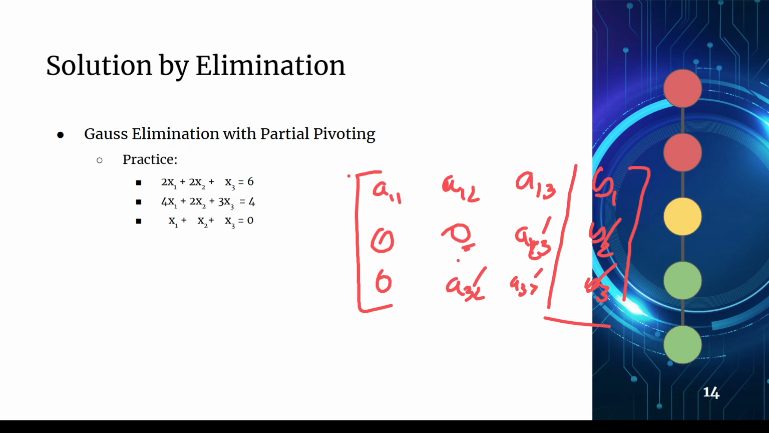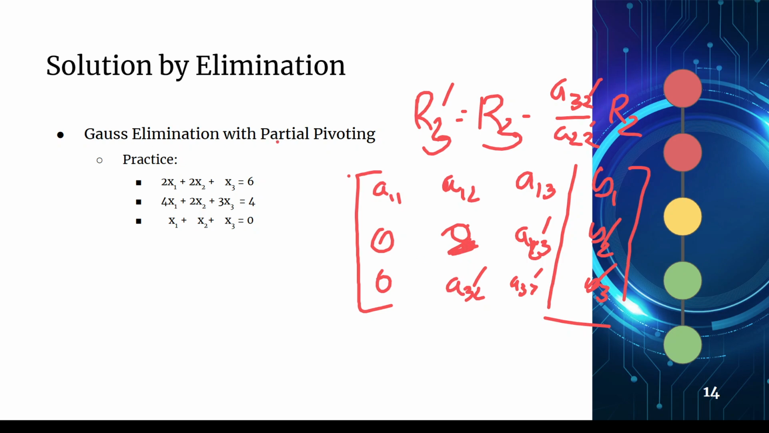Now what will happen in the next step? You will actually suffer, because in R2 prime, where you will be going for R3 minus a32 prime divided by a22 prime times R2, you will see that this is a division by 0. So what to do about this? This is where partial pivoting comes into action.